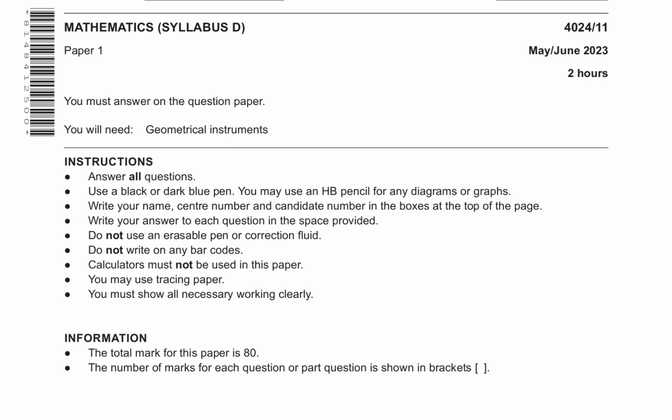Answer all questions. Use a black or dark blue pen. You may use an HB pencil for any diagrams or graphs. Write your name, center number and candidate number in the boxes at the top of the page. Write your answer to each question in the space provided. Do not use an erasable pen or correction fluid. Do not write on any barcodes.